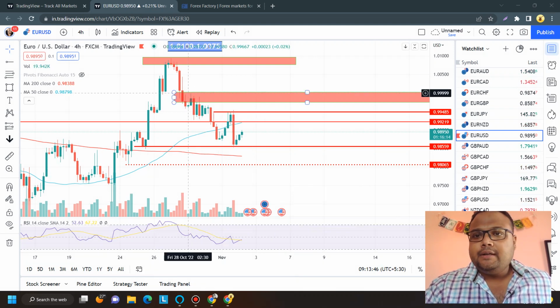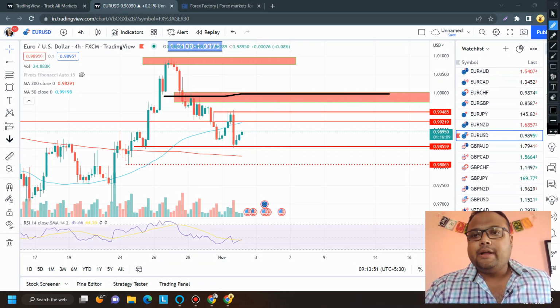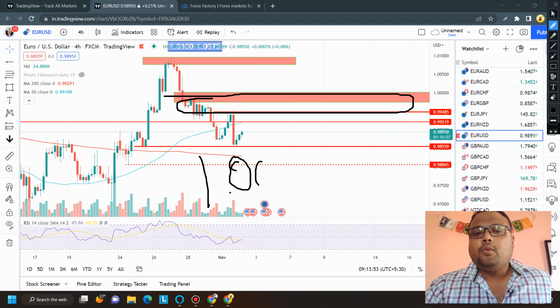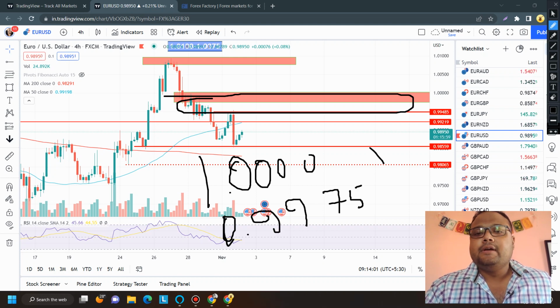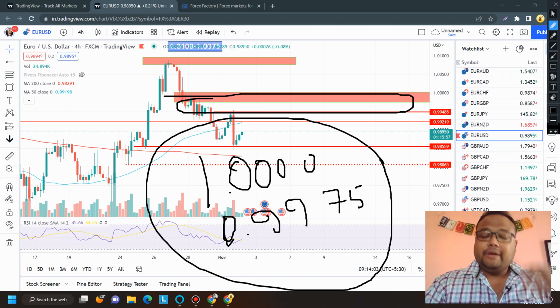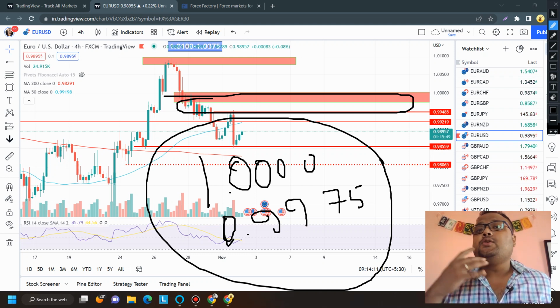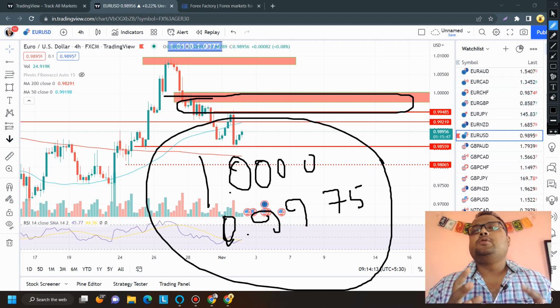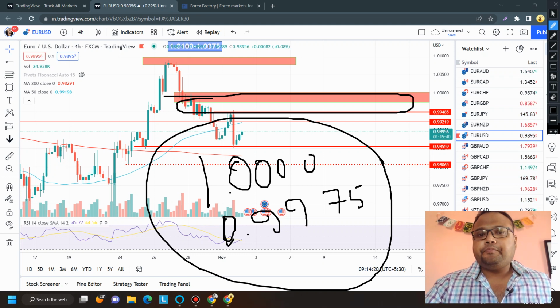And before FOMC, the strongest resistance is this level. I'm talking about 1.0000 to 0.9975. This is the extreme resistance on the chart of Euro USD. Before the FOMC, in fact, during FOMC also it has the potential to work, in case we do not see 2-3 big green candles. Then obviously this level should also work.